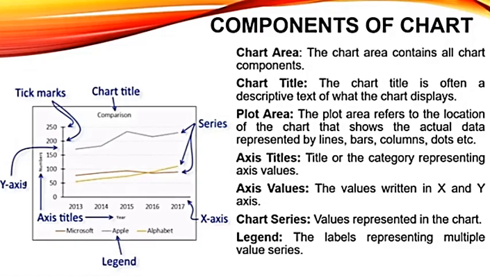Next, the legend. Legend depicts the colors, patterns or the symbols assigned to the data series. It helps to differentiate the data. As you can see, with the help of these legends, Microsoft, Apple, Alphabet, we can easily identify our data with the help of legend. It labels the value of the series.